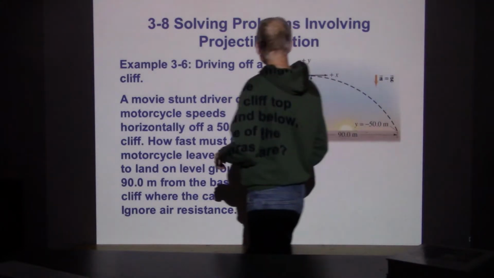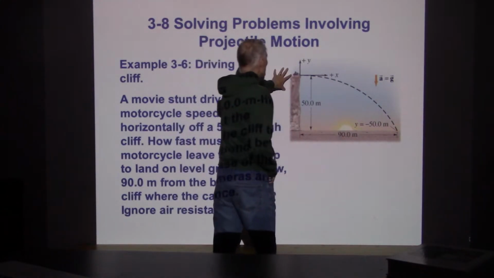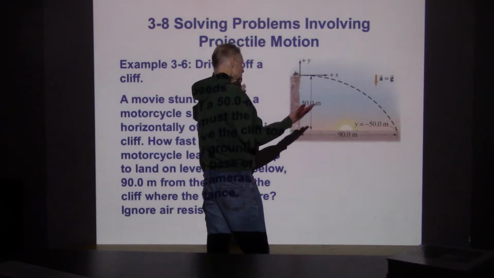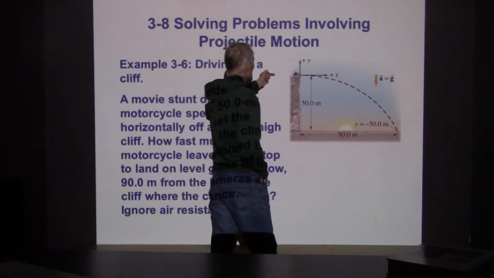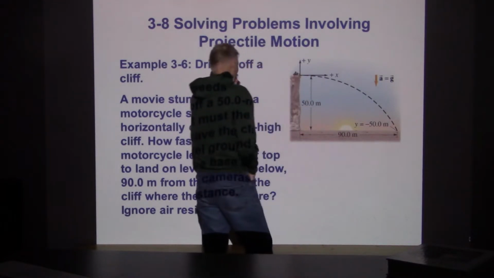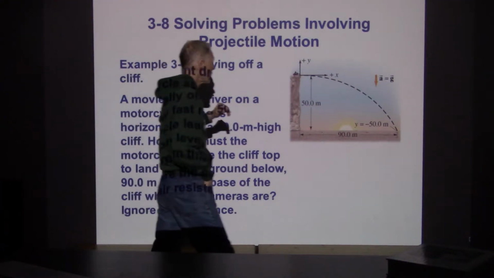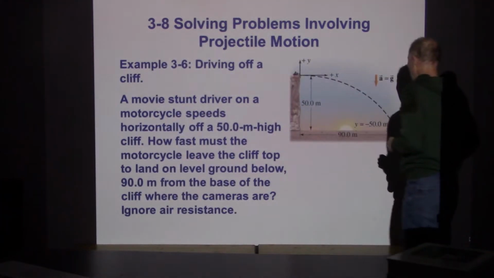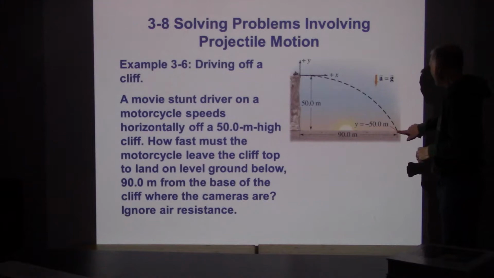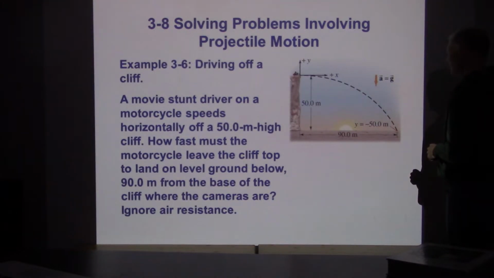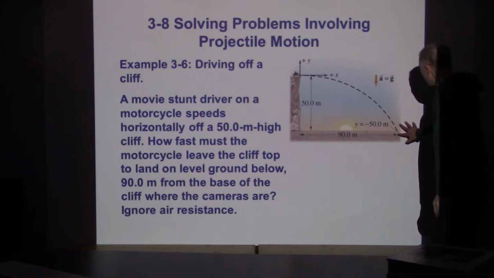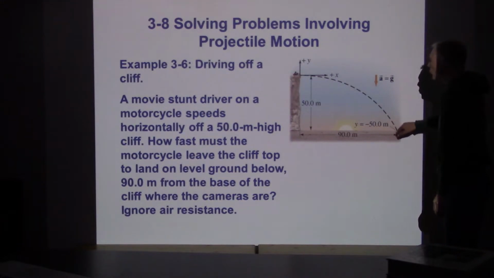So we have a stunt motorcycle driver who's signed the contract, is going to drive off this cliff, and the contract says that you need to drive off fast enough so that you land 90 meters away, and it's going to be landing at a really high speed. It doesn't look good.